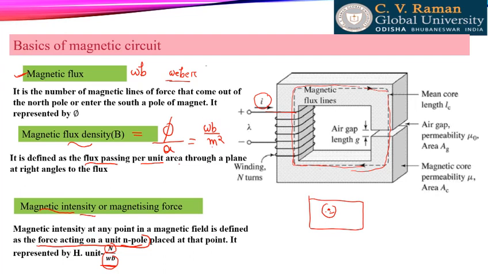How much force are we getting in a field? So Newton per Weber. You can see here, magnetic intensity at any point in a magnetic field is defined as the force acting on a unit north pole. We take one unit and observe how much force is exerted on it. So that's why the unit is Newton per Weber.